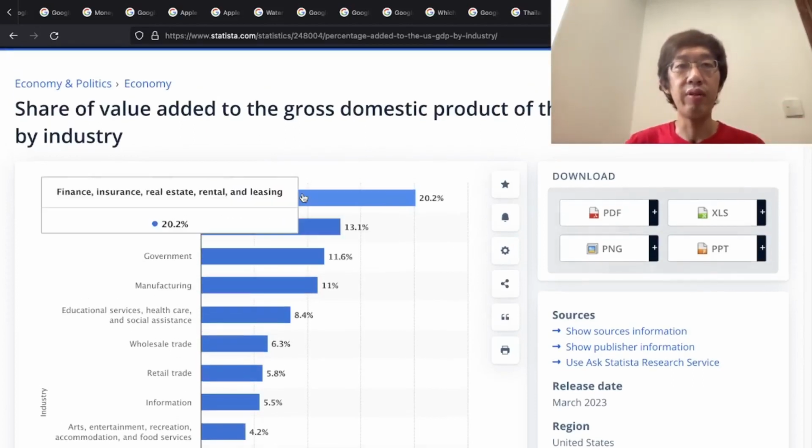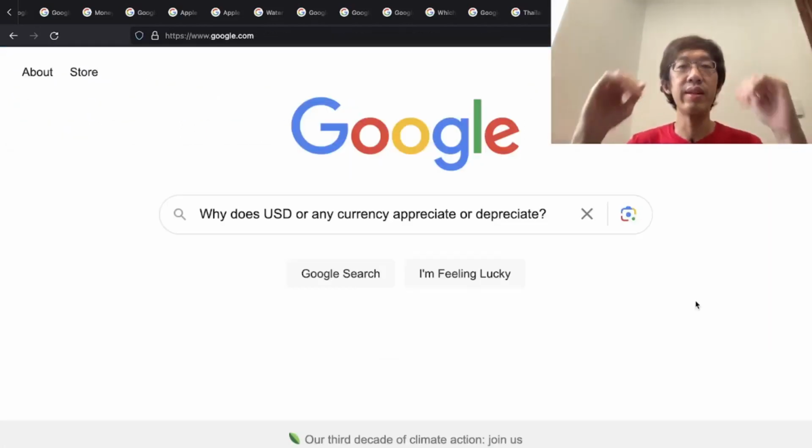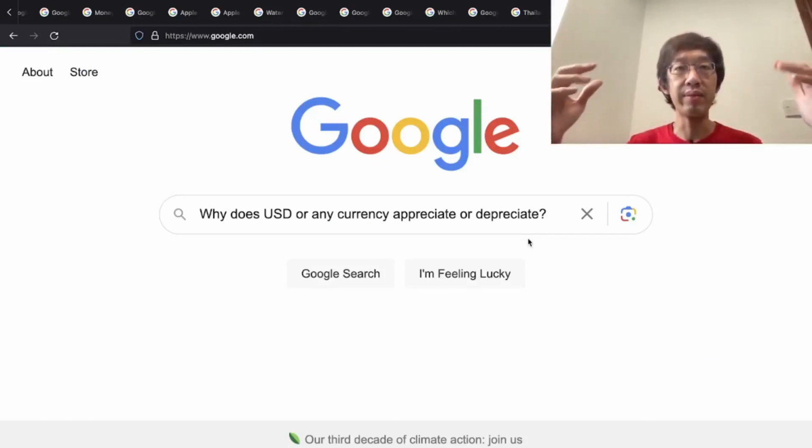Which country are you from? Comment down below. Why does USD or any currency appreciate or depreciate? Now you should already know. Now you have knowledge to explain to your friends and family.